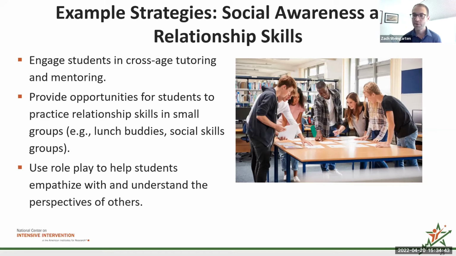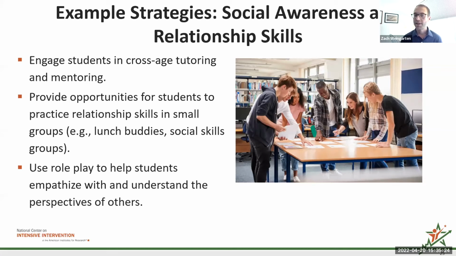Social awareness has to do with understanding the emotions of others, being able to empathize with others and build those positive relationships. Some suggestions here are to engage students in cross-age tutoring or mentoring. This can be a powerful strategy for students with intensive needs. They can sometimes be successful as tutors for younger students, and this is a way to really help students build some of that social awareness and develop some of those relationship skills.